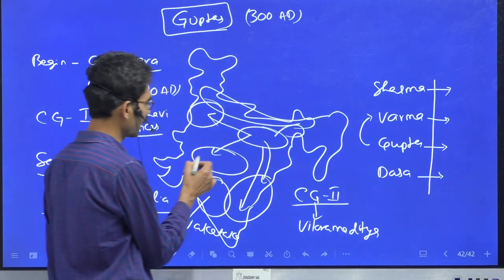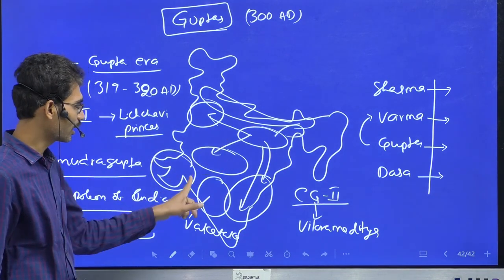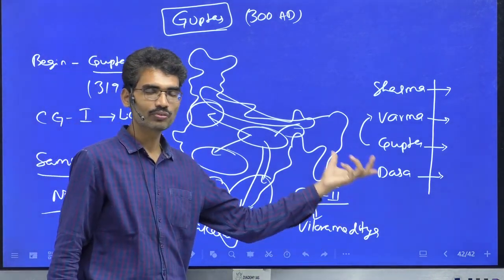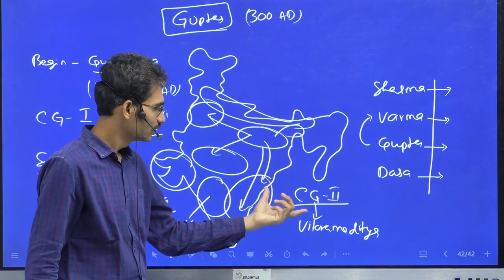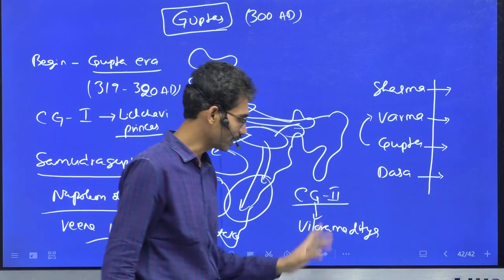because he fought against the Shakas, and he defeated the Shakas. Vikramaditya, 58 BC, Vikram era. Chandragupta II also defeated the Shakas. He also took the title Vikramaditya.